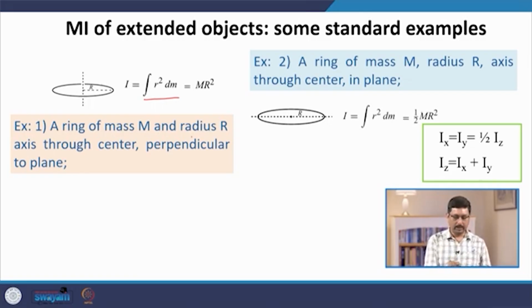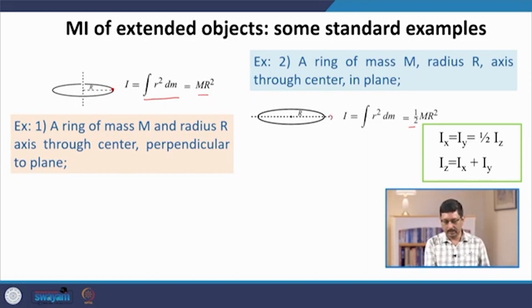Okay, so a ring of mass m and radius r, and this axis is passing through the center and perpendicular to the plane, and the moment of inertia will be m times r square, where r is the radius of the circle. So, it is as if you are concentrating a single point mass m at a distance r. Now, instead of the perpendicular axis, if we take an in-plane axis such as this and calculate the moment of inertia, we get half mr square. So, this we can use to verify.